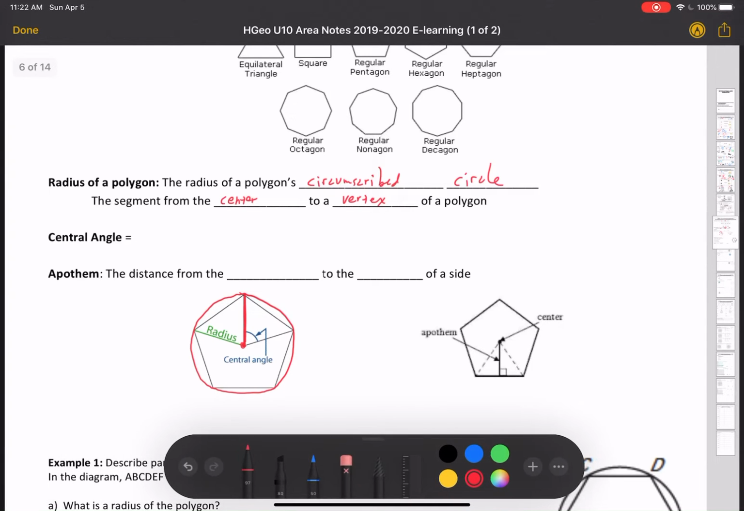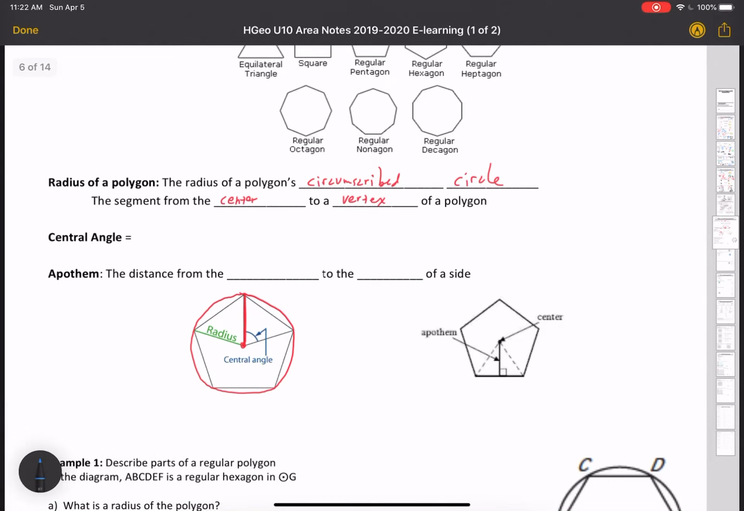A central angle is going to be the angle that happens at the center. And the way we find that, and this formula is going to be important, is we take this whole circle that captures it as 360 degrees, and we're going to divide that by the number of side lengths that it has. So 360 divided by n, where n equals the number of sides.